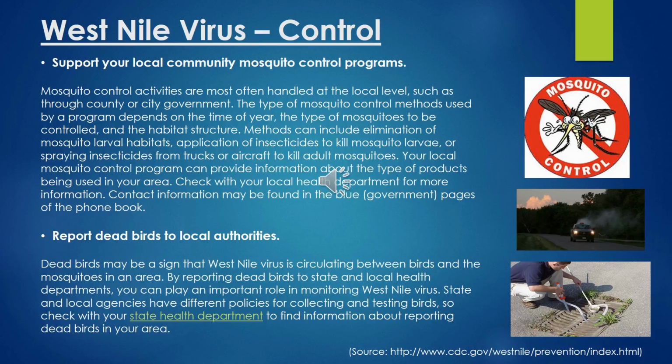Methods can include elimination of mosquito larval habitats, application of insecticides to kill mosquito larvae, or spraying insecticides from trucks or aircraft to kill adult mosquitoes. Your local mosquito control program can provide information about the type of products being used in your area. Check with your local health department for more information. Contact information may be found in the blue government pages of the phone book.